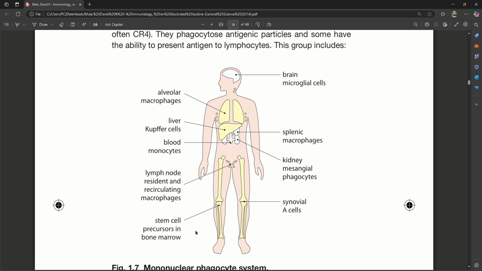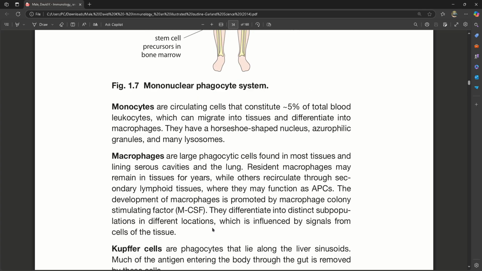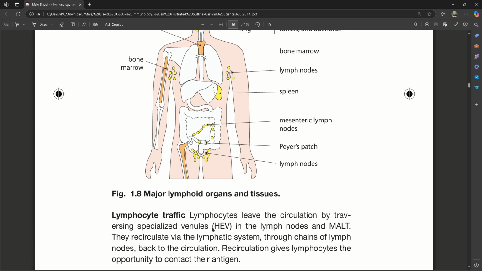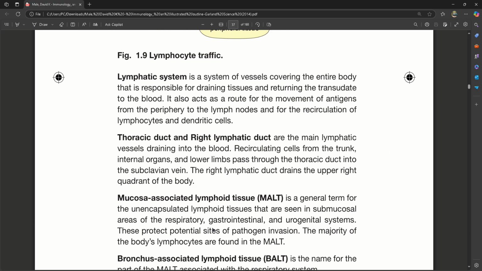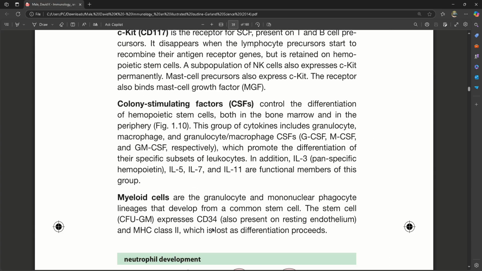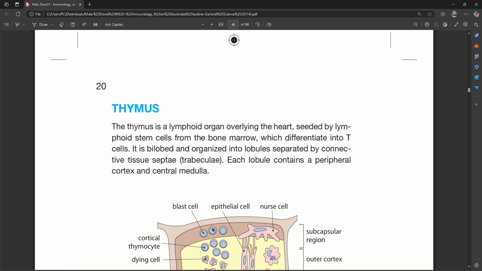Then the maturation of the B cells will take place in the bone marrow, and the maturation of the T cells will take place in the thymus. So we come to this thymus. The thymus is a lymphoid organ overlaying the heart, seeded by lymphoid stem cells from the bone marrow, which differentiate into T cells.